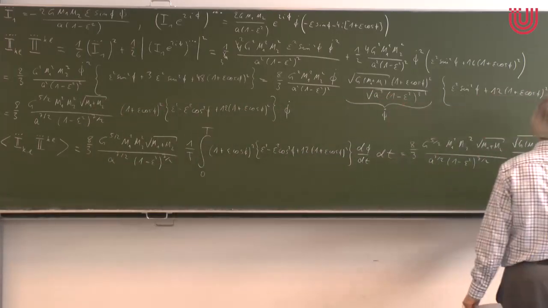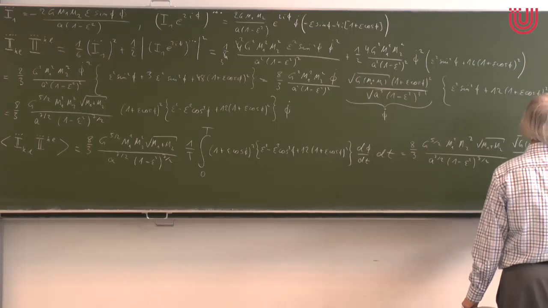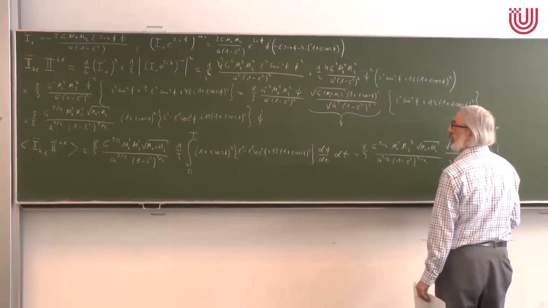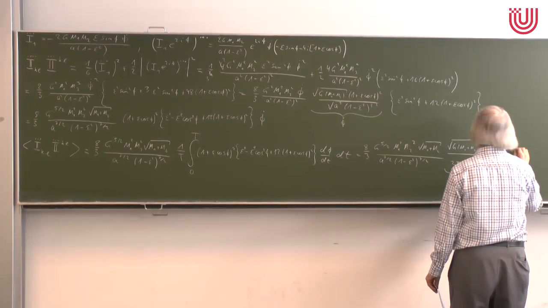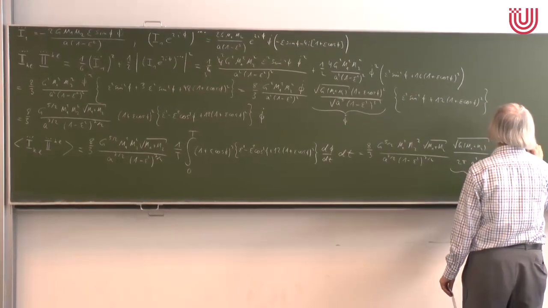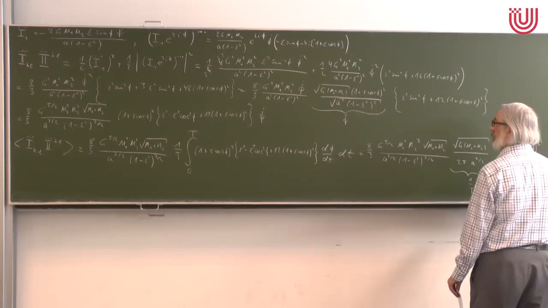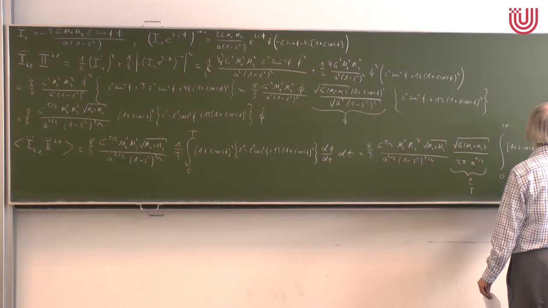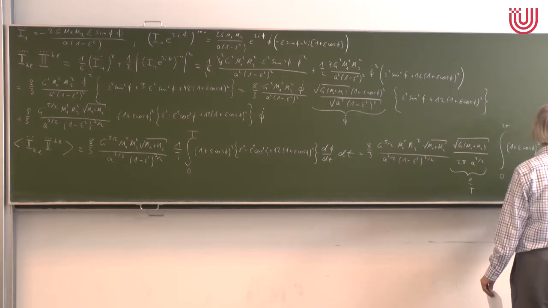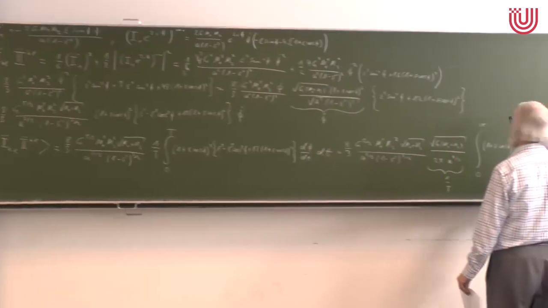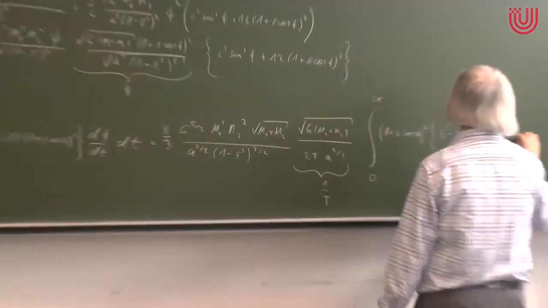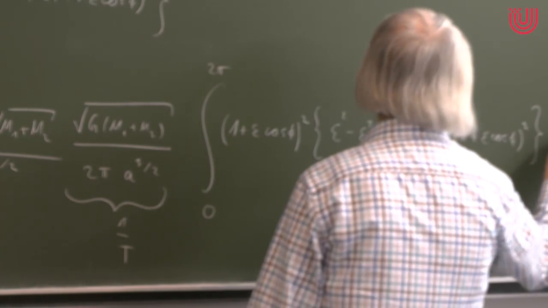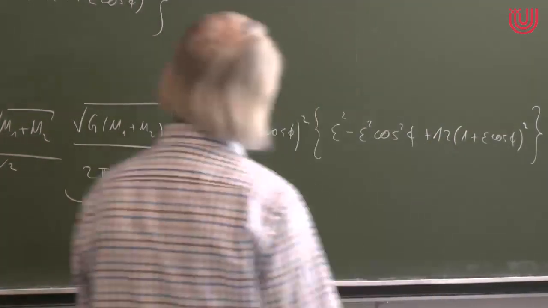And now I have an integral over phi, so it goes from 0 to 2 pi. And yeah, I have all this rubbish. Okay, let me write it first, and then we talk about what to do with this integral. Epsilon squared minus epsilon squared cosine squared phi plus 12 times 1 plus epsilon cosine phi squared d phi.